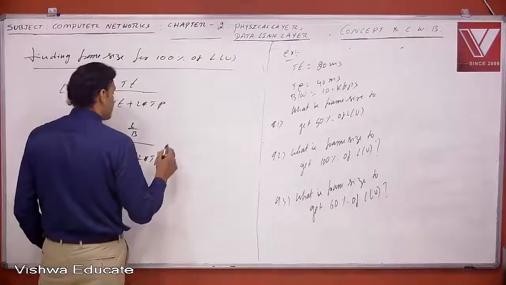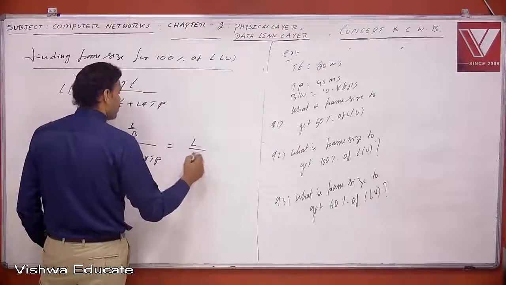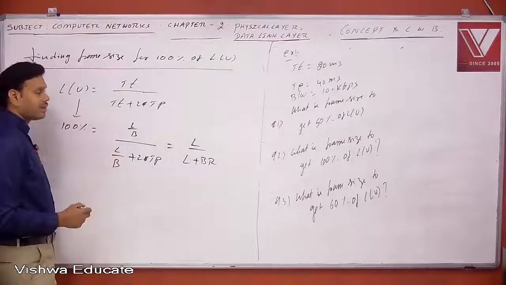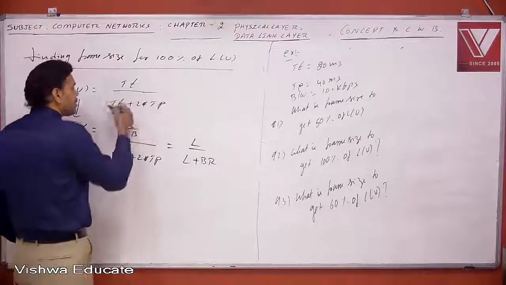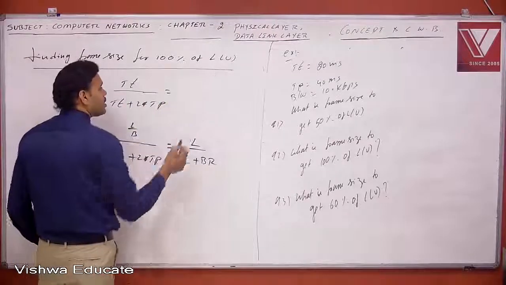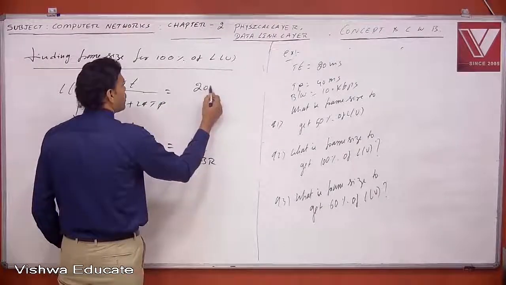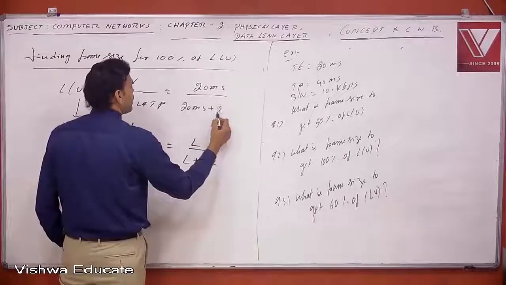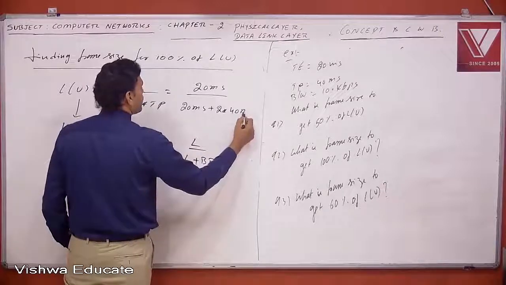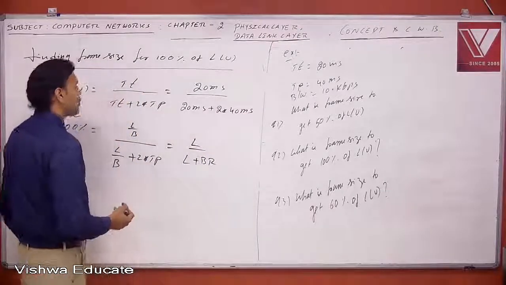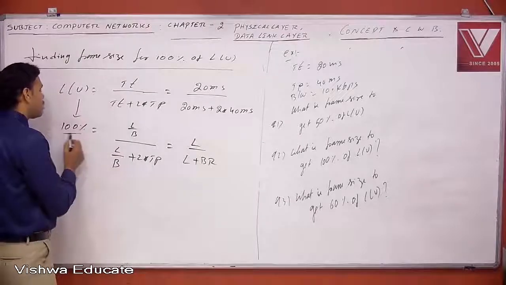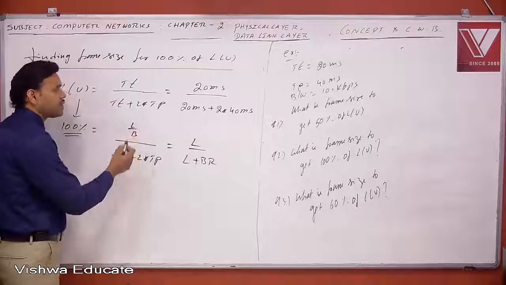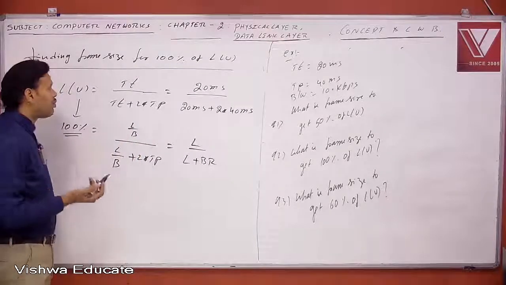Therefore, what is the equation? It is L by L plus BW times Tp. This equation you can write. So, since these values are given to me, the Tt value is 20 ms, plus 2 into 40 ms is given. So using that I could find 100% of link utilization. But how will you find the L value? He is asking what will be the L value.